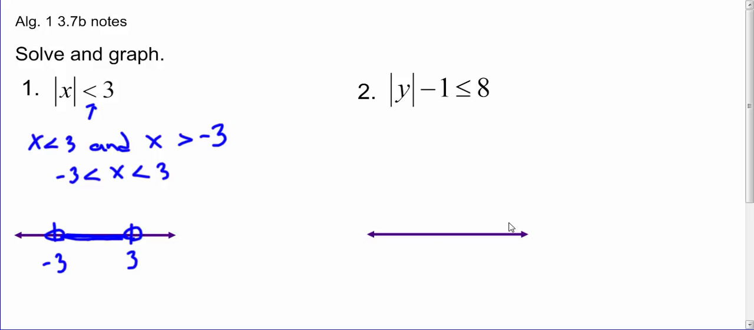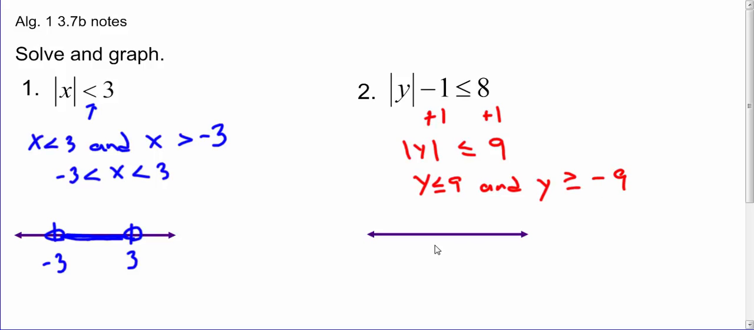Okay, let's take a look at the second one. Absolute value of y minus 1 is less than or equal to 8. I cannot separate until I isolate, and that is what we will do first. So the absolute value of y is less than or equal to 9. Now we can start doing the work. Notice again that it's less than, so we know y is less than or equal to 9, and y is greater than or equal to negative 9.